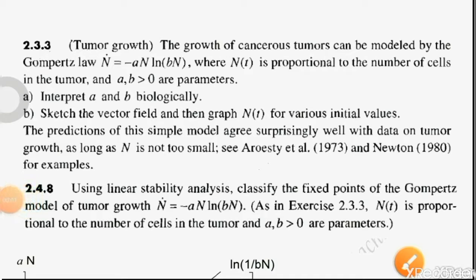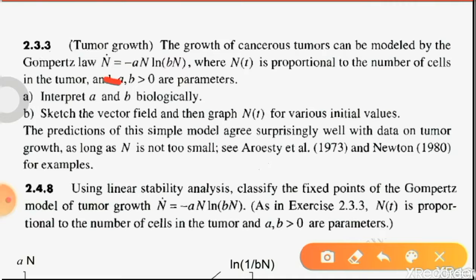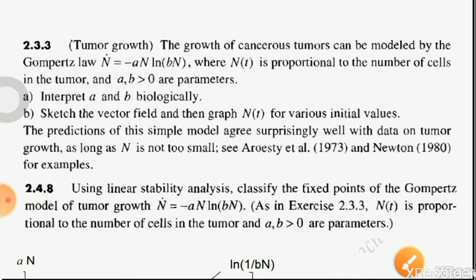Now, let us discuss another problem from the book by Strogatz. This is a problem on tumor growth. The growth of cancerous tumors can be modeled by the Gompertz law, which is the one-dimensional equation n dot equals minus a n ln b n, where n(t) represents the number of cells in the tumor and the parameters a and b have positive values.